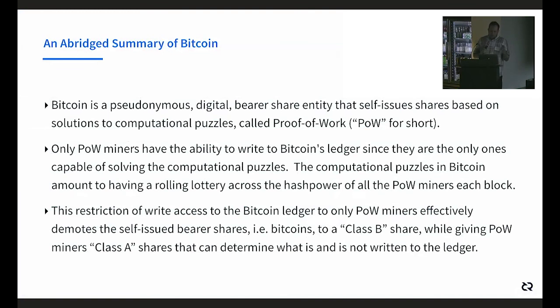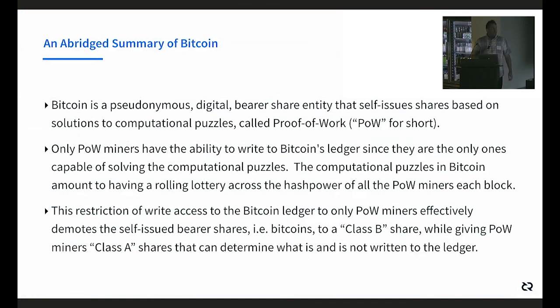So as a Bitcoin holder and not a proof of work miner, it's almost as if you have Class B shares of a corporate entity, and they have the Class A shares where they can sort of twist things and control things in a way that you simply cannot without the proof of work mining hardware.